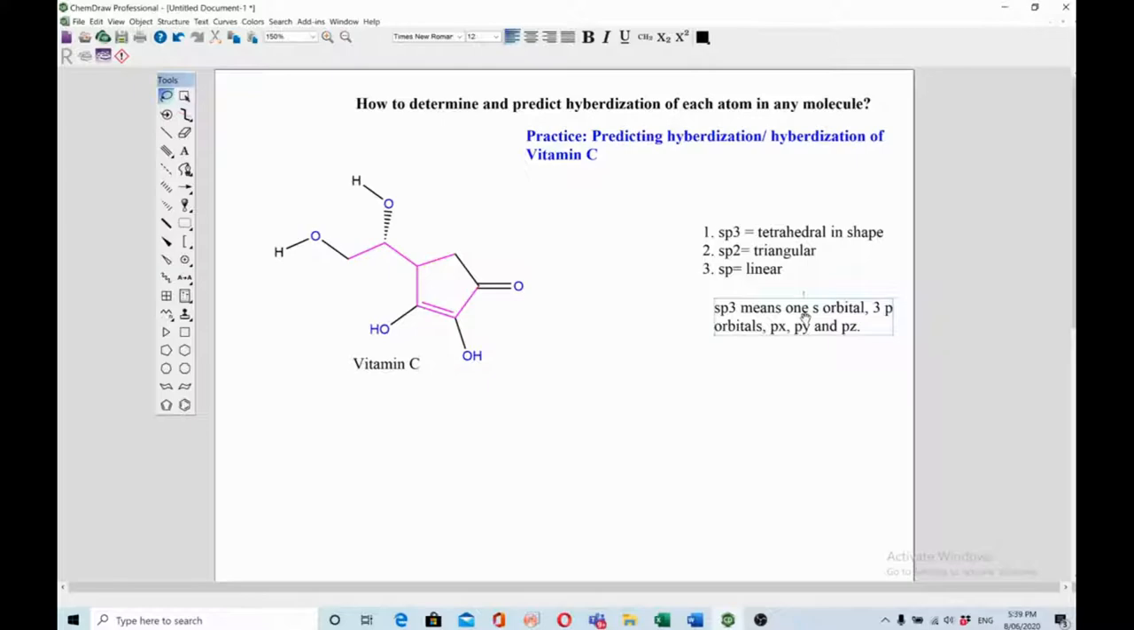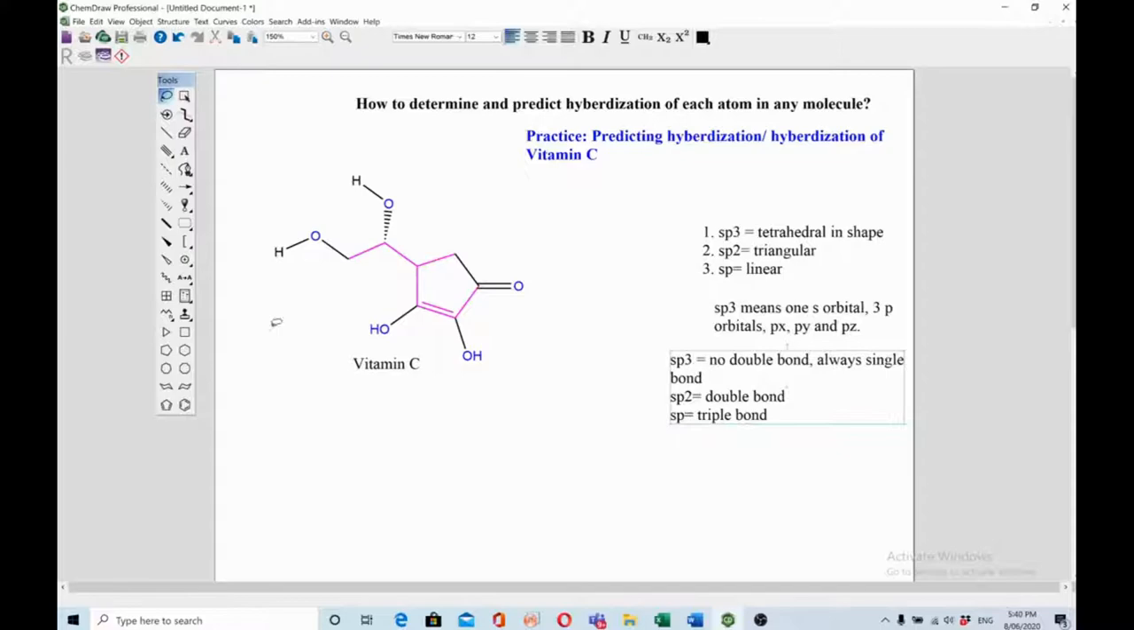So why is hybridization important? Because it gives you information to predict the acidic or basic nature of any compound, and it also tells you whether the compound contains any unsaturation, meaning any double bond, cyclic or ring structure. So sp3 means no double bond, always single bonds. sp2 means a double bond. sp means a triple bond.